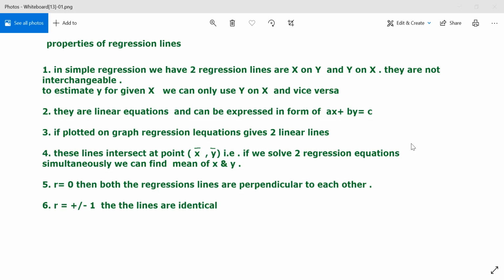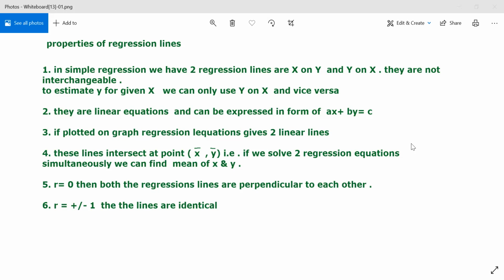Regression equations can be represented in the form of ax plus by is equal to c. They are always in linear format. Linear equations of the form ax plus by is equal to c can have 1, 2 or 3 variables, but we have two regression variables, so we take only two. And the highest power is 1.